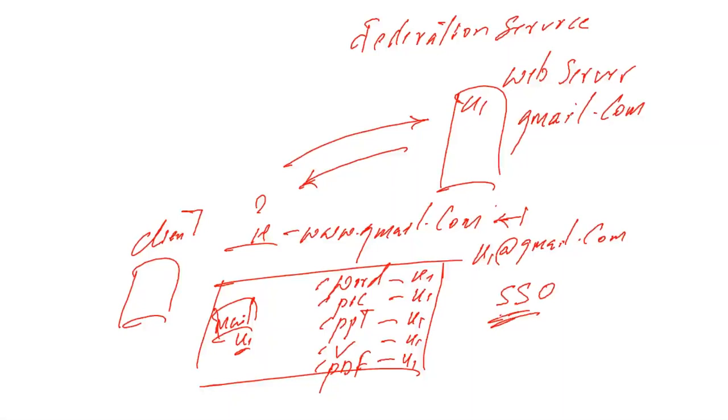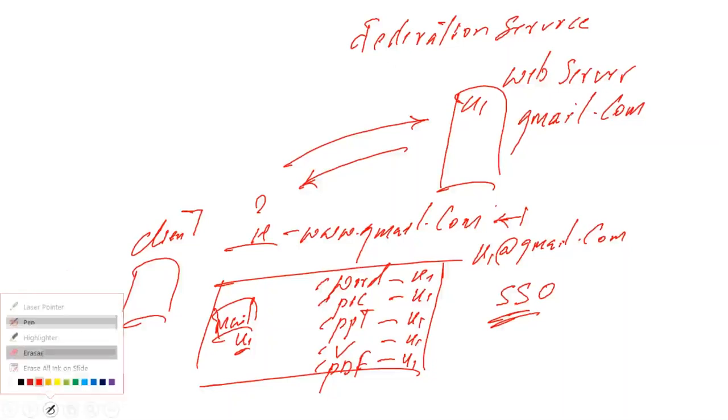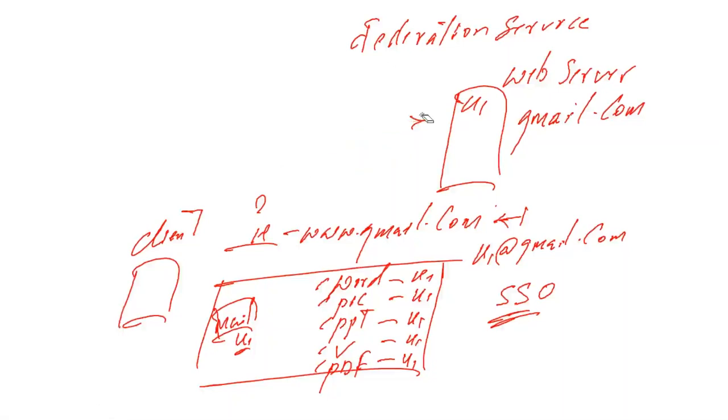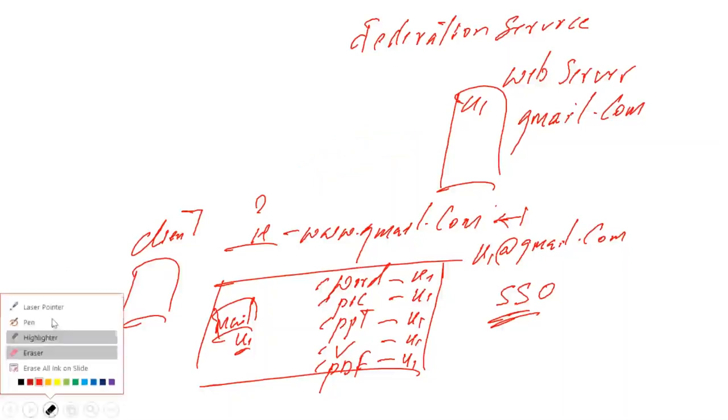So we want to allow the user to access this page over the internet with security, but we want to give single sign-on service. And this single sign-on service we can give with the help of the federation service here, right? So by using this federation service, we can provide single sign-on service. Microsoft is saying you can do one thing: you can maintain one federation server for your web server.